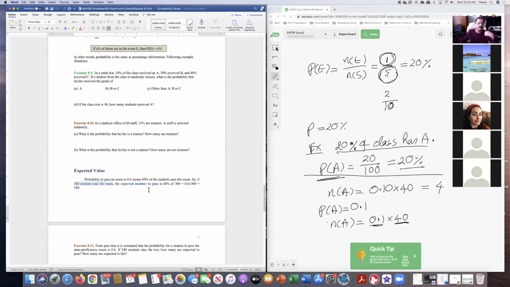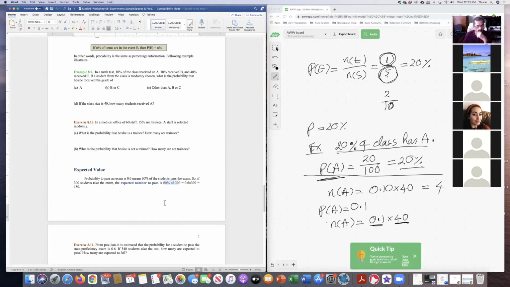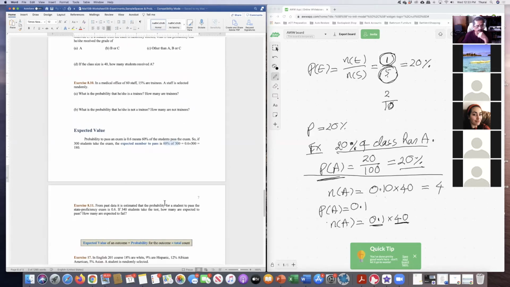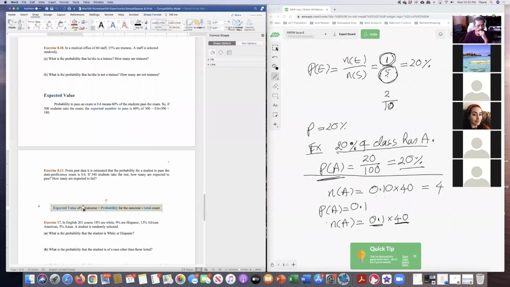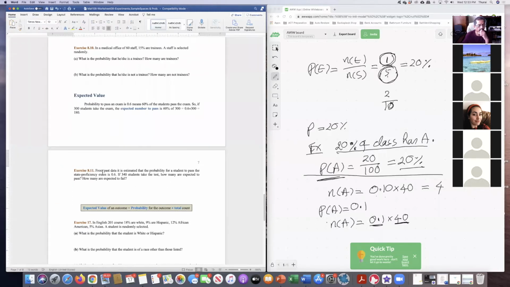So the expected number to pass is the same as the probability, in this case 60%, times 300, the total count. So expected value is the same as probability times total count. So that's one formula you need to remember. Expected value of an outcome is equal to the probability for that outcome times total count. So let's use that in this example.